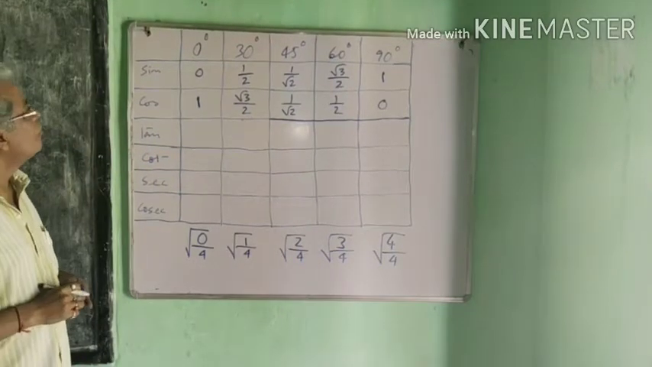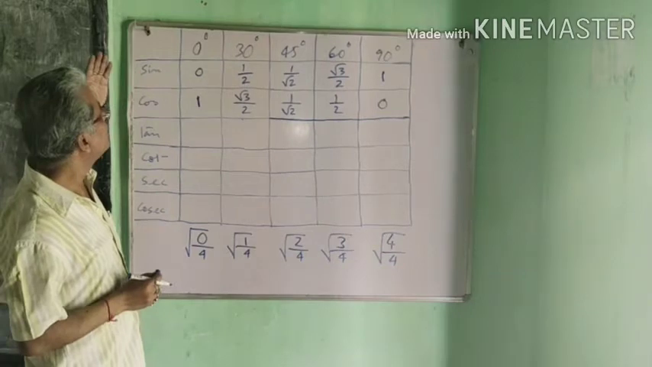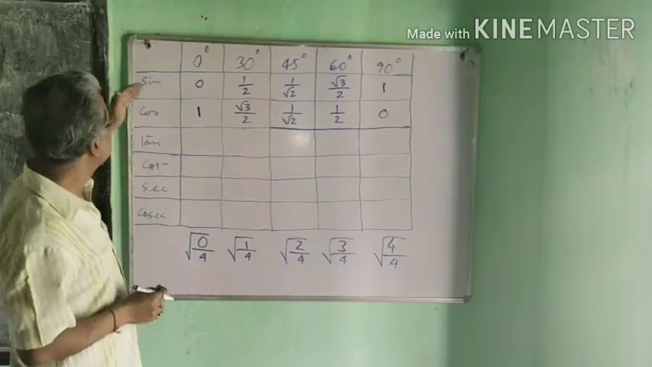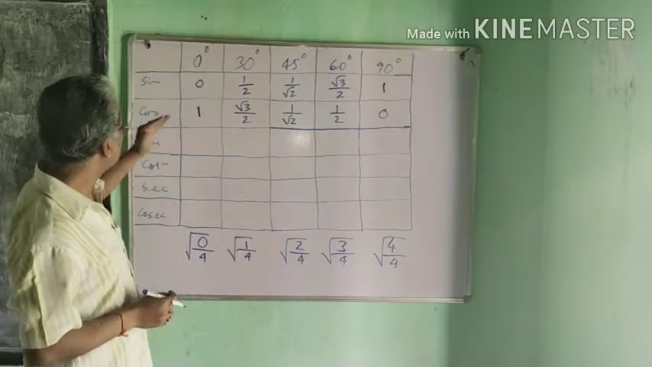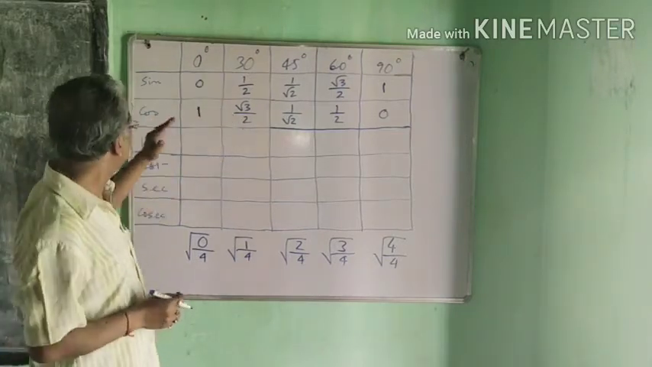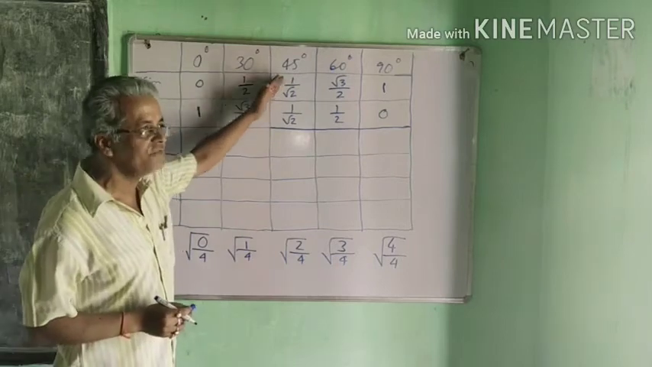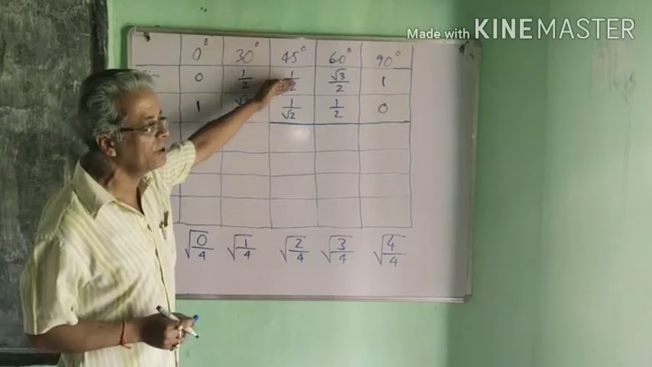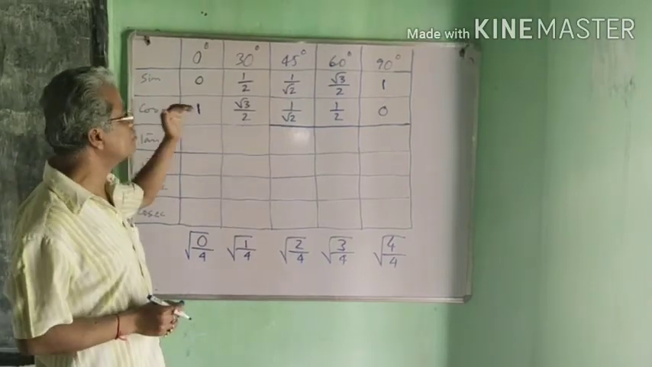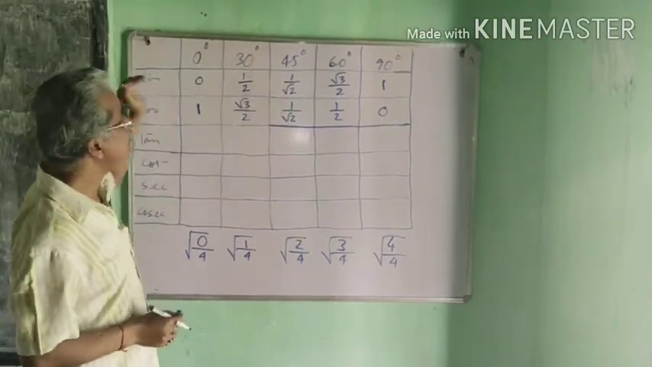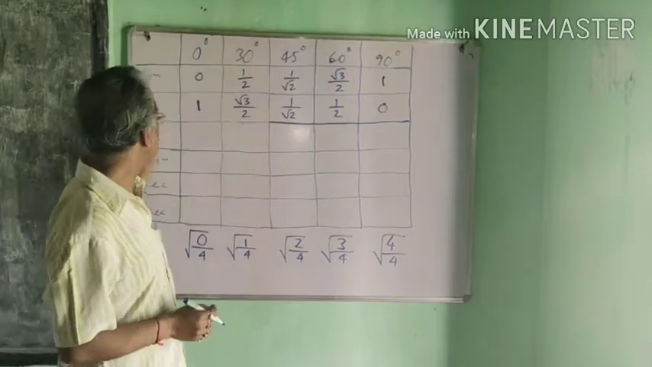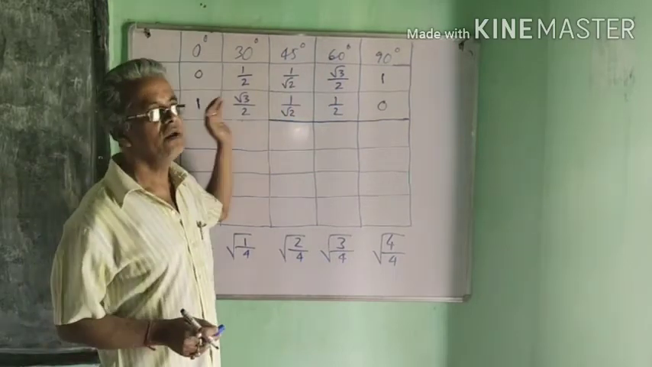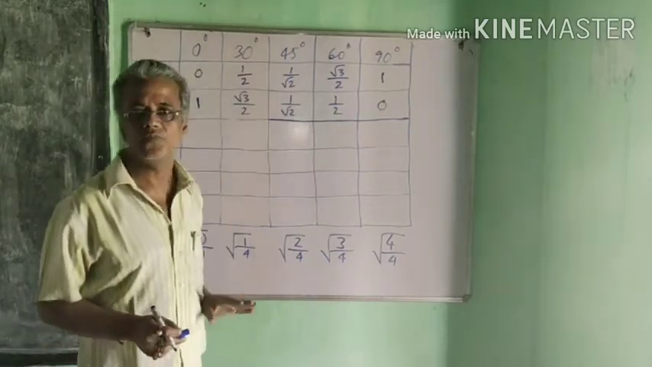Thus, we have found sine 0 degree 0, cos 0 degree 1. Sine 30 degree half, cos 30 degree root 3 by 2. Sine 45 degree is 1 by root 2, cos 45 degree is also 1 by root 2. Sine 60 degree is root 3 by 2, cos 60 degree is half. Sine 90 degree is 1, cos 90 degree is 0.